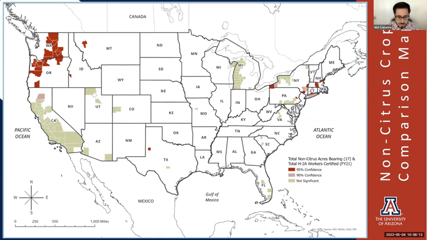Non-citrus LBR, this is my second crop comparison map, identifying similar relationships between non-citrus acre totals and certified H-2A visa totals with clusters in the Pacific Northwest and a few in the New England area, both at a 95% confidence level. The top 10 counties in Washington state combined for over 200,000 bearing acres with over 21,000 H-2A workers on the left.